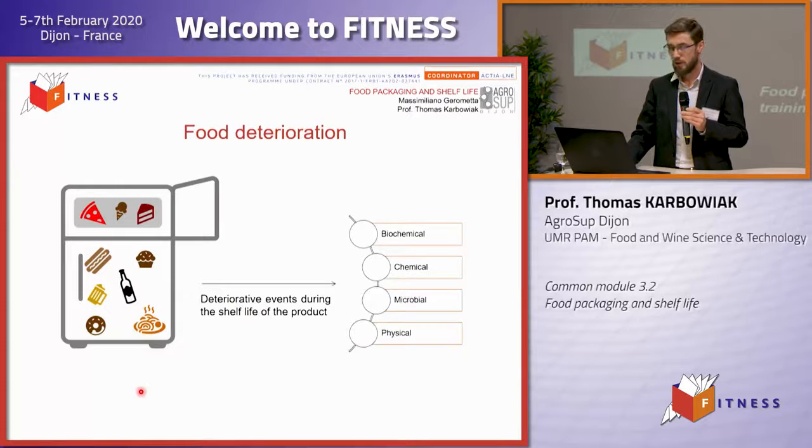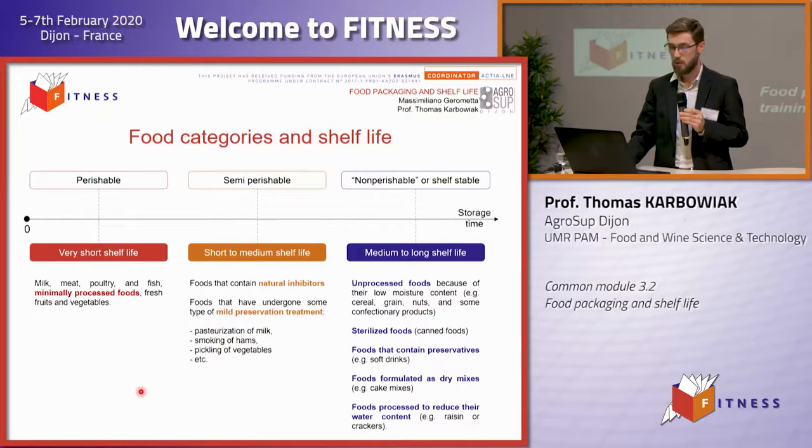So for food deterioration, I will skip this slide and I will spend a little bit more time on others. You know already that you have some perishable foods. That means very short shelf life, or minimally processed food. You will have some semi-perishable food. That means short to medium shelf life when you have natural inhibitors or when you have mild preservation treatments. And you will have medium to long shelf life food. In that case, that could be unprocessed food because, for example, it is very dry. You could have also sterilized food.